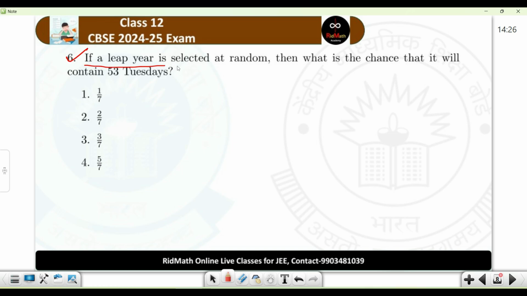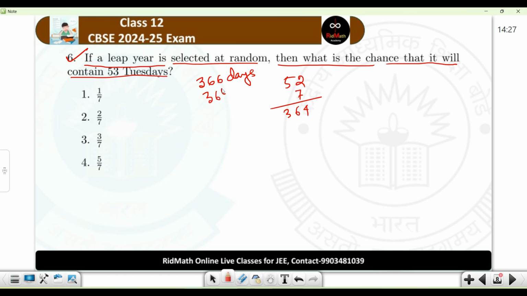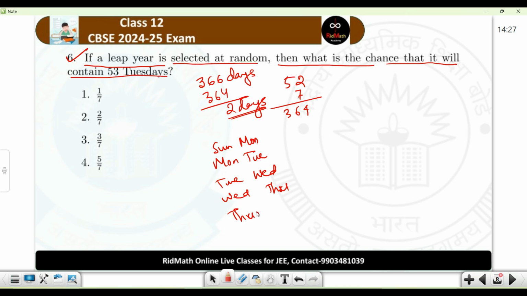Next problem, problem number 6. If a leap year is selected at random, then what is the chance that it will contain 53 Tuesdays? A leap year contains 366 days. 52 weeks are there, so 52 into 7 is 364. Subtracting this, 2 days are extra. These 2 days can be Sunday-Monday, Monday-Tuesday, Tuesday-Wednesday, Wednesday-Thursday, Thursday-Friday, Friday-Saturday, and Saturday-Sunday.